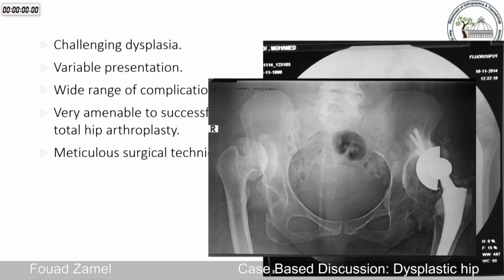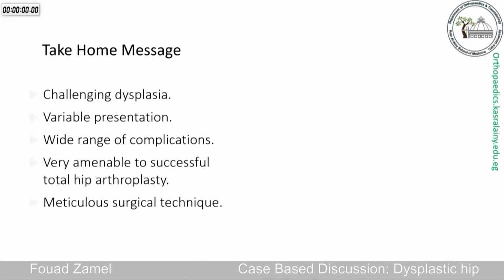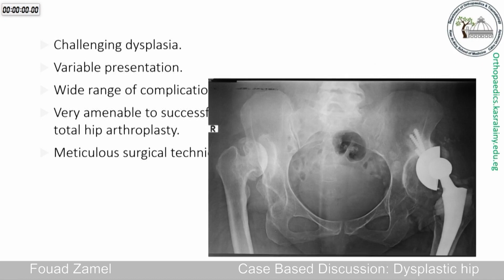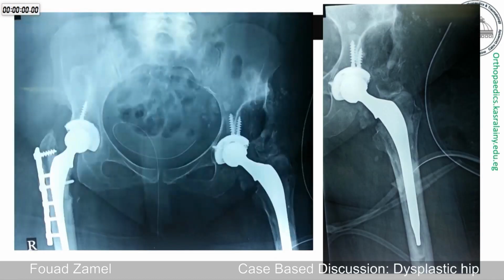Oops, there is a problem here. This picture was supposed to be in front of this picture. I was going to show you the two hips, but I think in the two hips will look here. Okay? And she's done well.